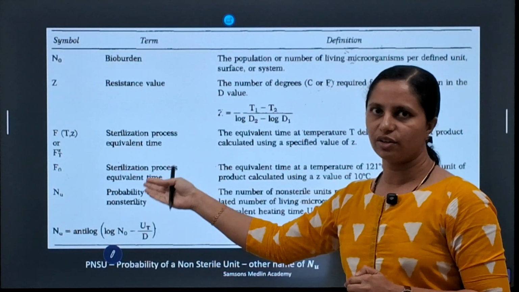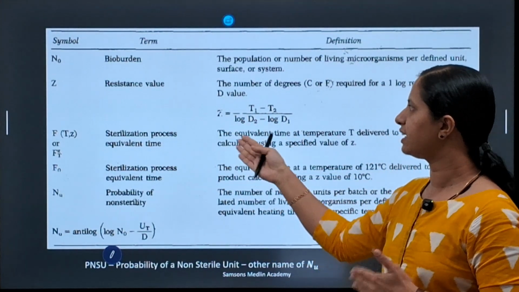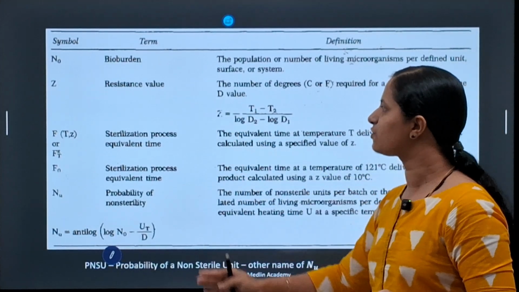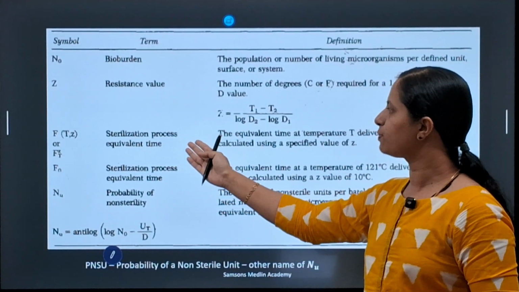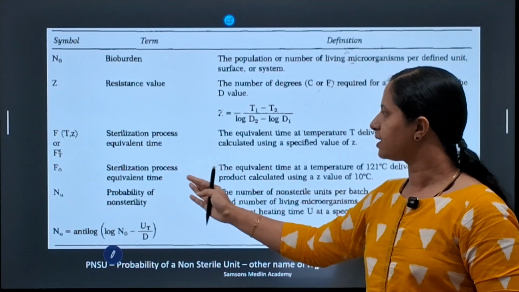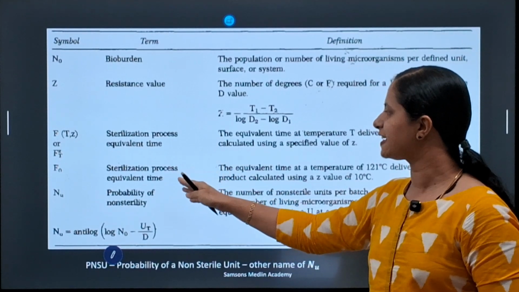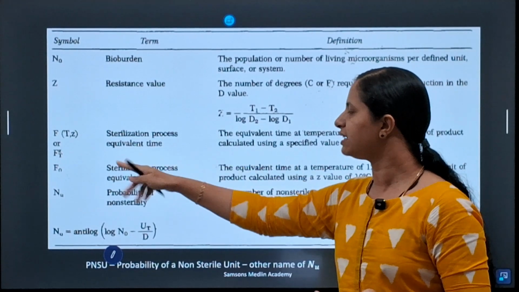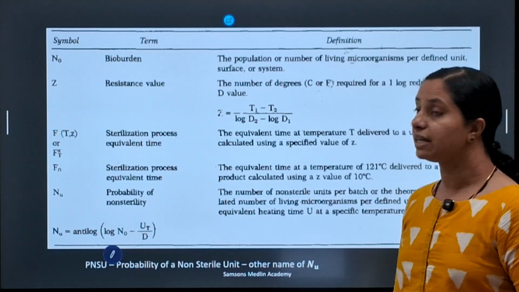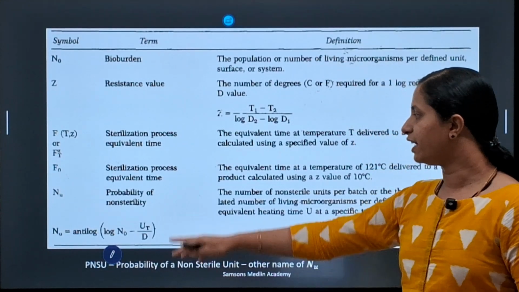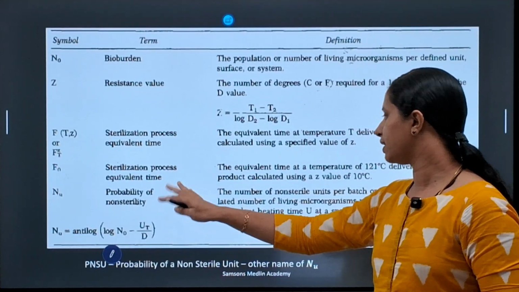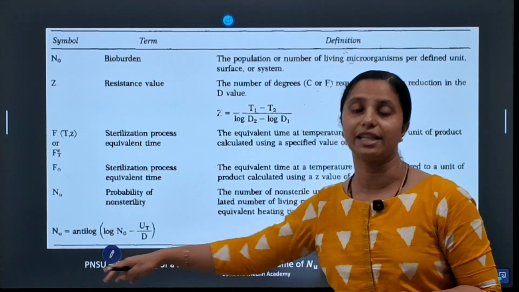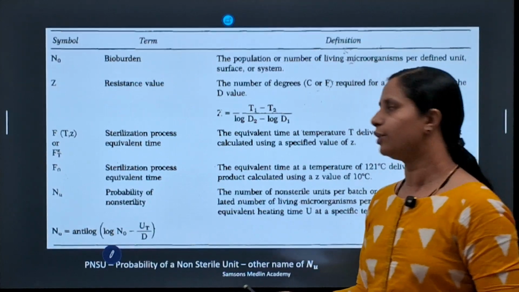So these are some other values. These are not as important as D value. Well, let's just see. N0 is the bioburden, Z is the resistance value, F is the sterilization process equivalent time, F0 is another sterilization process equivalent time. So there is some difference between F and F0. Then Nu is the probability of non-sterility, also known as PNSU, that is probability of non-sterile units. Okay.